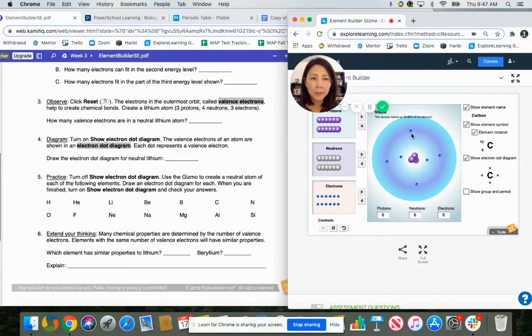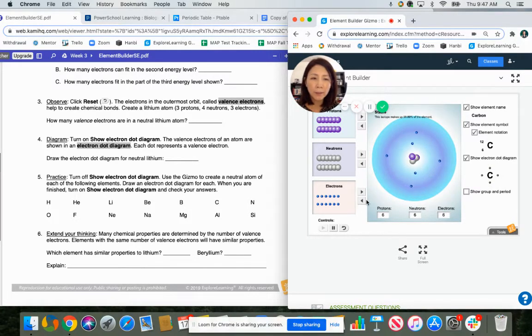carbon has 6 electrons, but only 4 are considered valence electrons because only 4 are on the outside. 2 are going to fill up the inner orbit, and the other 4 are going to go in the outer orbit. So when we do an electron dot diagram, which you can see by checking this box, it shows you not how many electrons are in carbon, but how many valence electrons are in carbon, how many are on that outer orbit, and those electrons determine what carbon is trying to bond with.